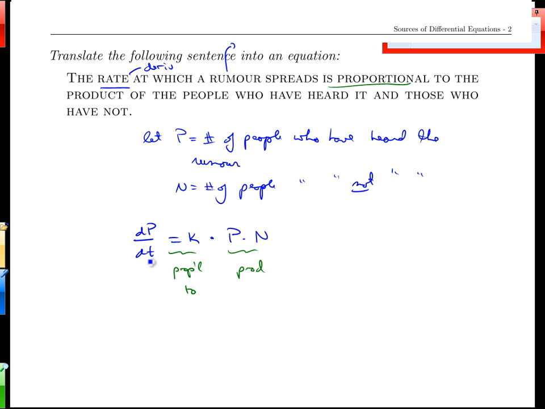It is worth noting, though, that we can make this equation a little simpler in the sense that here we have two variables that are very closely related to each other. One is the people who have heard the rumor, one is the people who have not. And there's a natural trade-off between those two. And let's let C be the total population.